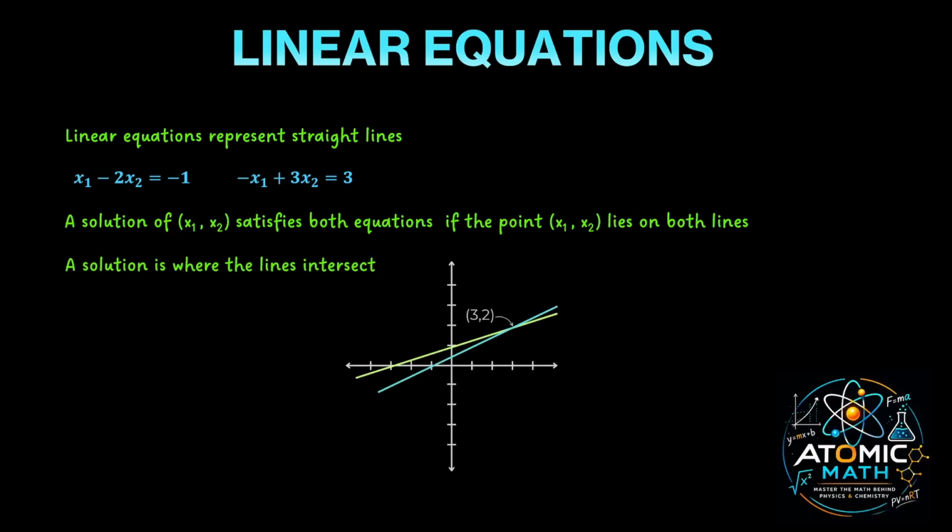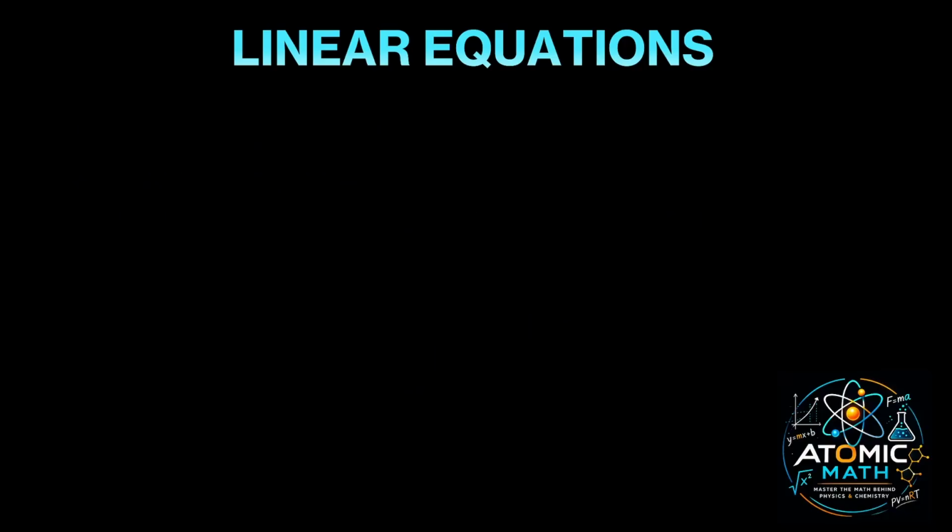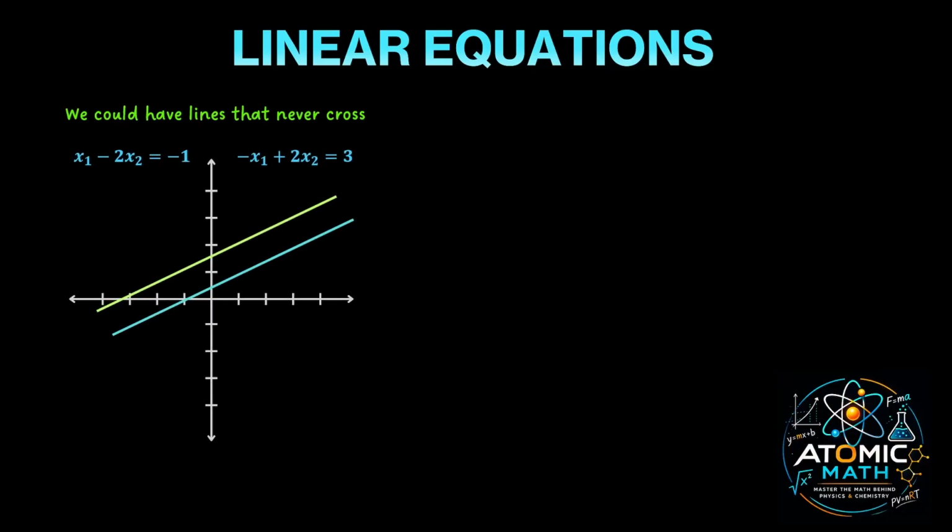So this would look like this. We graph our two lines and we can see that they cross at the point (3, 2), which means x1 equals 3, x2 equals 2 is a solution to that system of equations. Now, we could also have lines that don't cross at all. We could have equations like these two that, when we graph them, we can see that they are parallel. They don't cross at all.